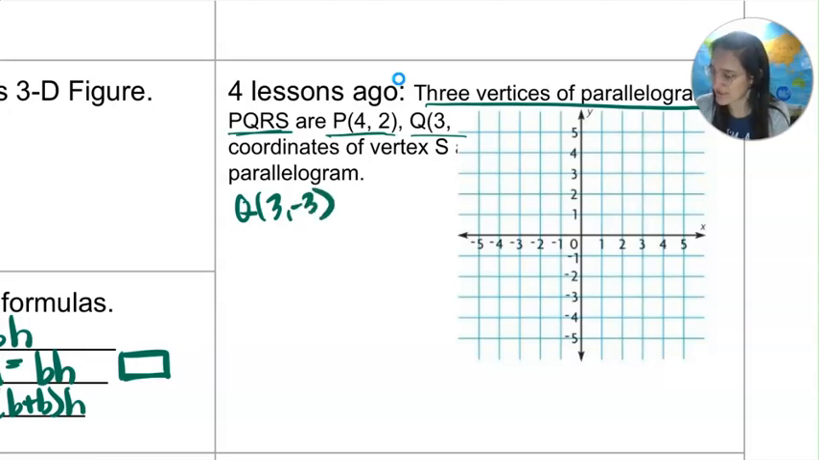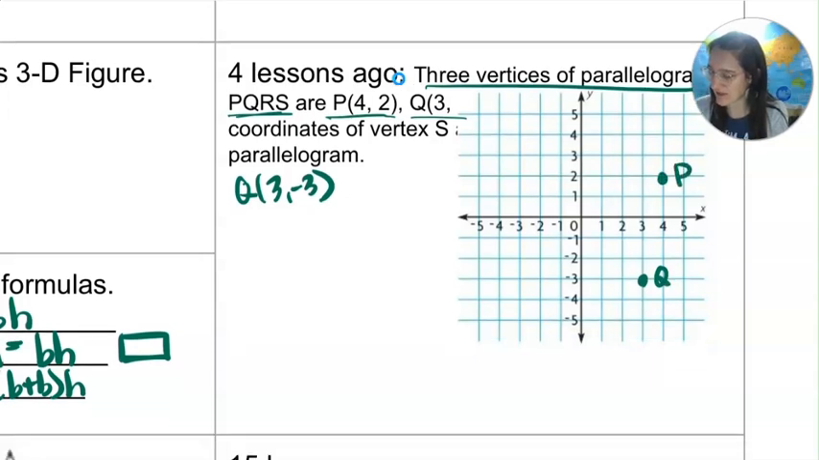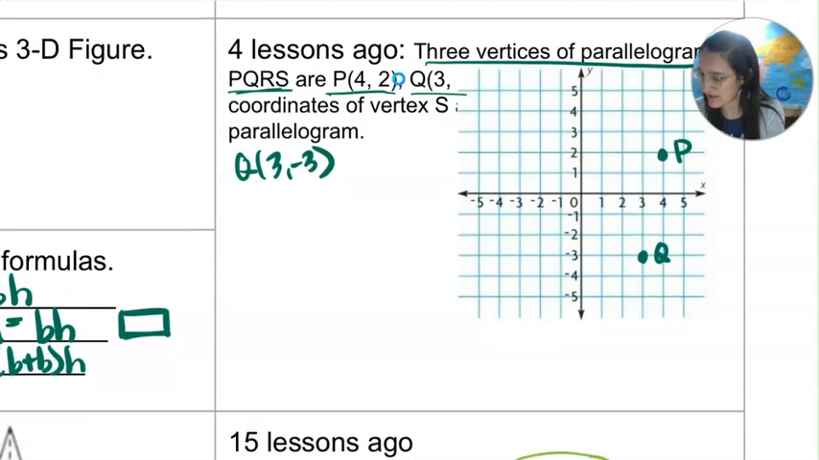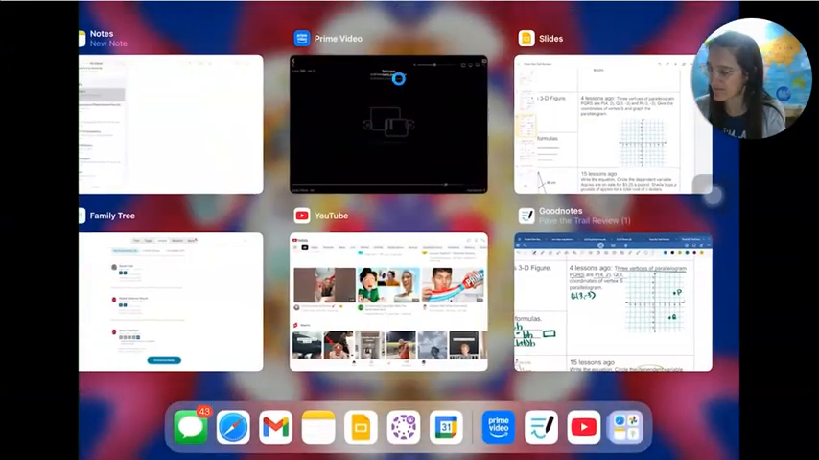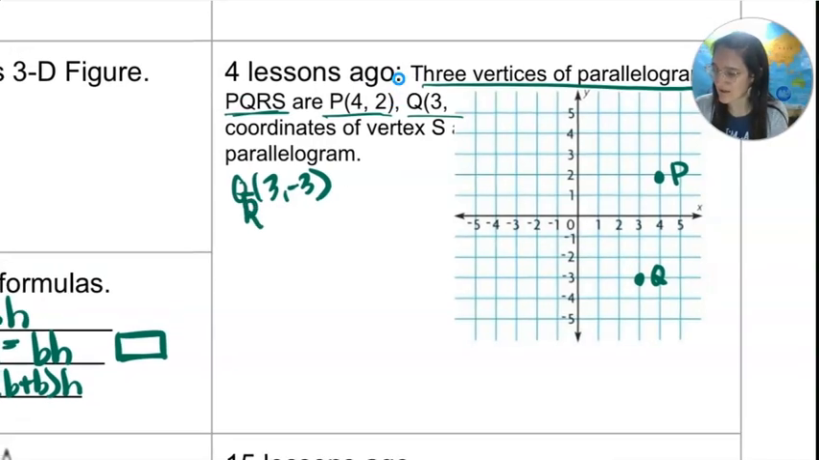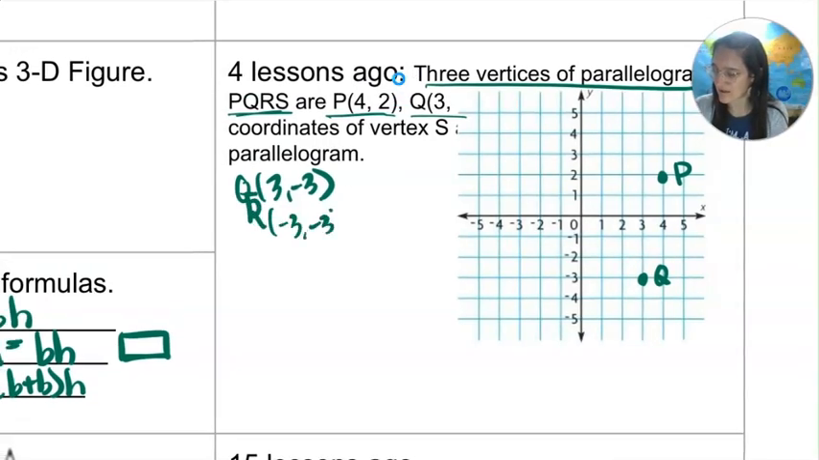So over 3, down 3, that's Q. P is over 4, up 2. And then R is -3, -3. Which would be -3, -3 is R. Okay, we need it to be a parallelogram.